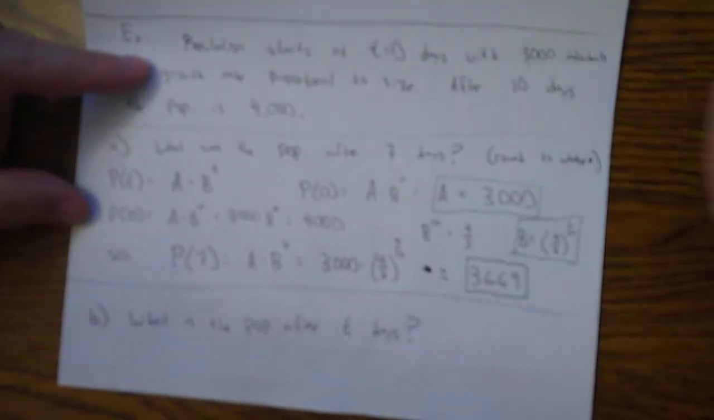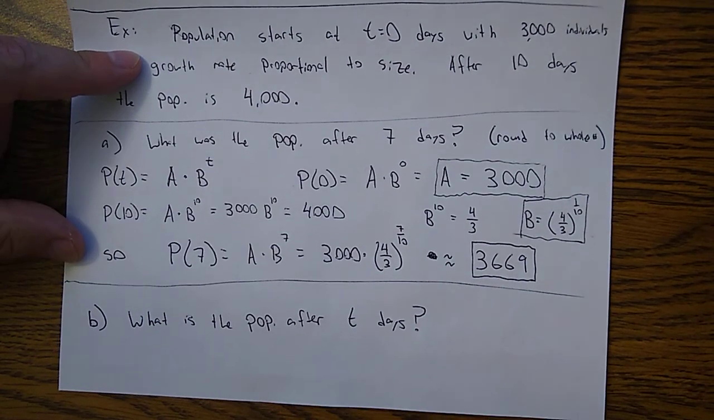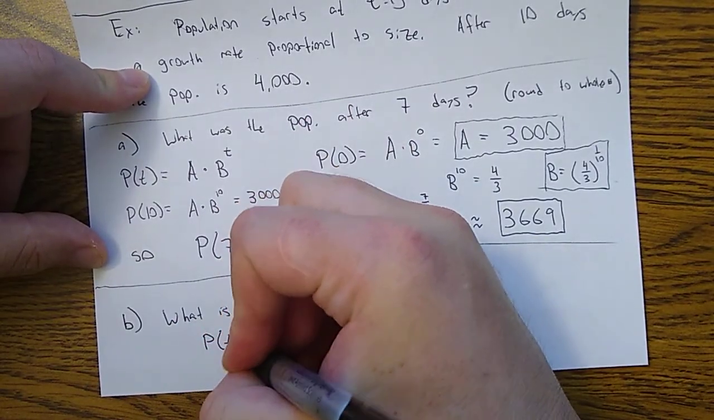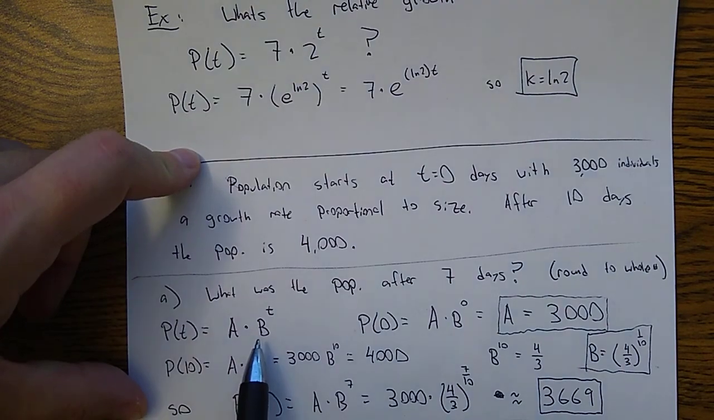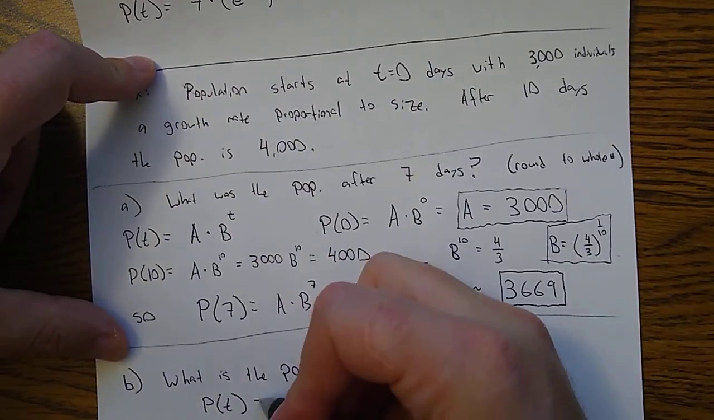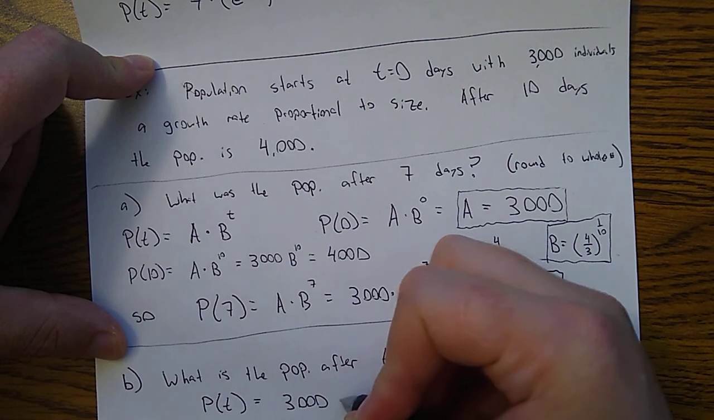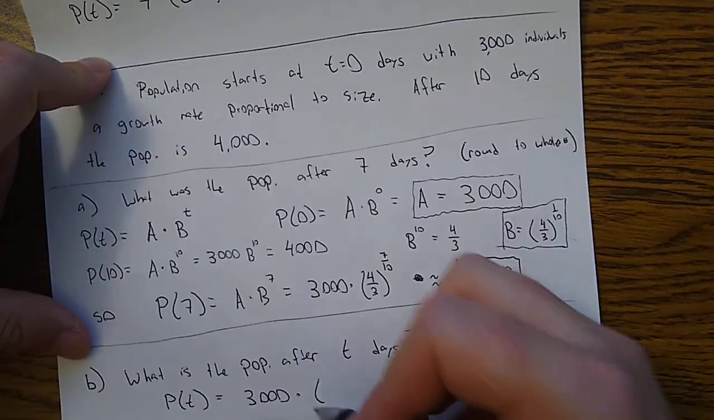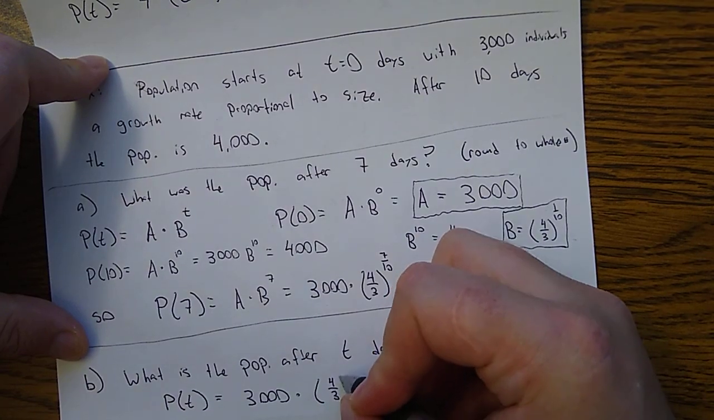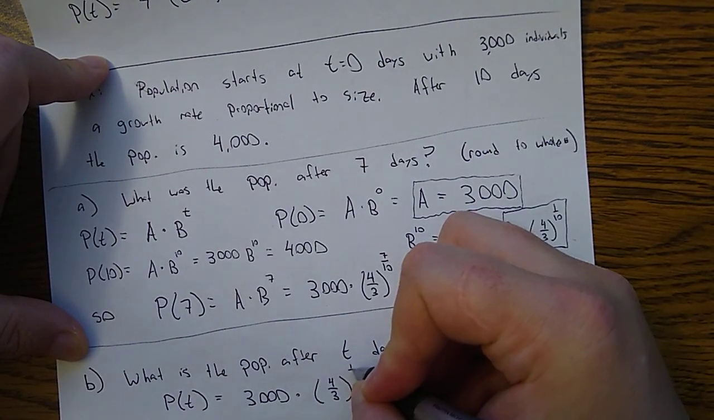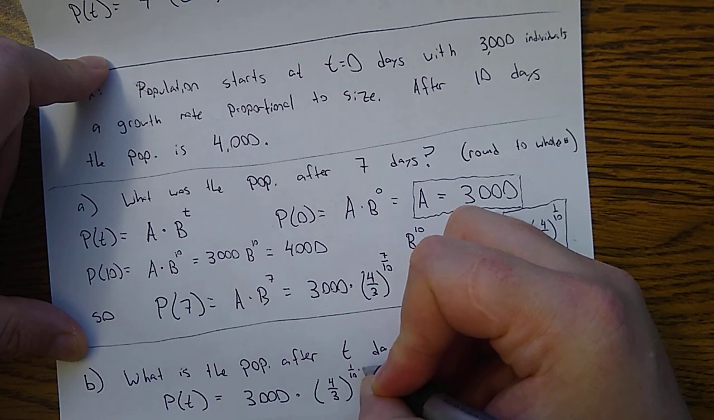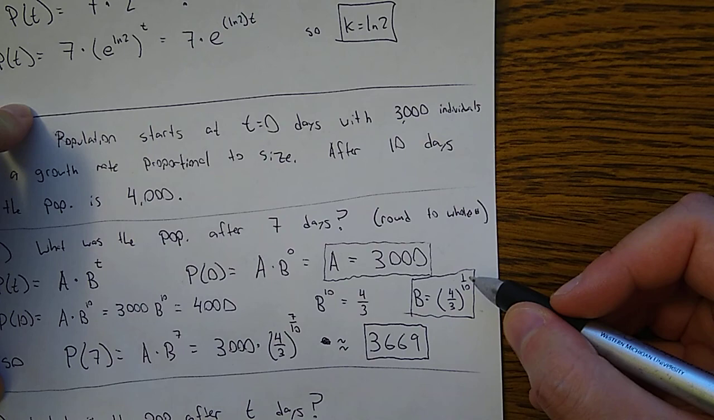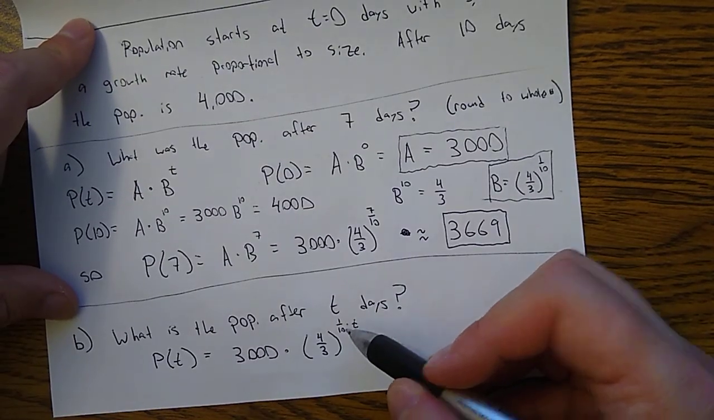And then there's a part B, which is what is the population after t days. This is easy, based on the work that we already did. P of t is a times b to the t, and all I have to do is plug in. So that's a, and then b to the t. If I raise this to the t power, then the new power is 1/10 times t, right? So that's what I got.